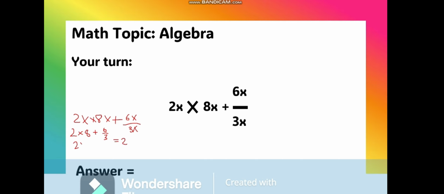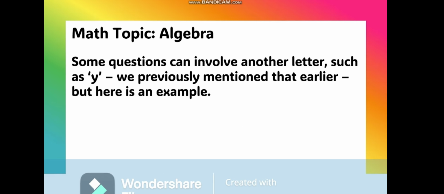So that's 2 times 8 plus 2. So 2 times 8 is 16 plus 2. That would equal 18. And then not forgetting the letter, we'll have x. So we've got 18x. Some questions can involve another letter, such as y, since we've previously mentioned that we can use a to z.